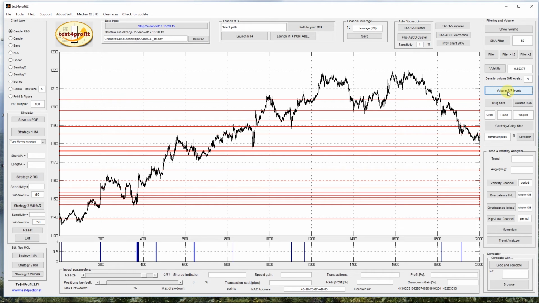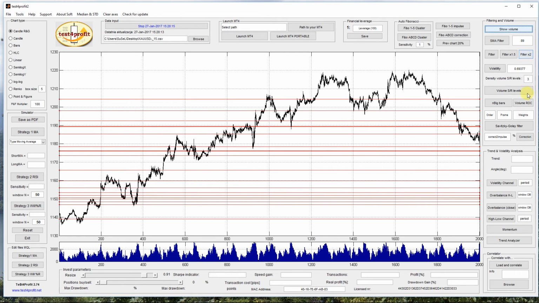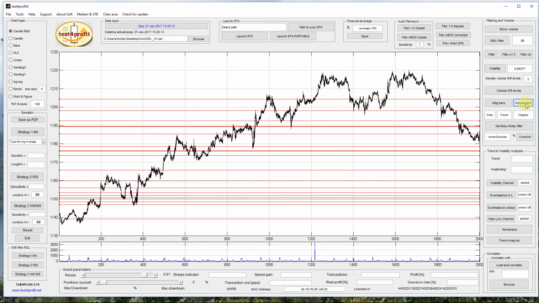Density volume S/R levels means how restricted the inner algorithms should be when calculating volume support and resistance levels. The optimal value is 3. This 3 means that a big bar, with at the same time big volume, is 3 times bigger than the previously calculated average bar in this filtered volume area. And here we have the volume rate of change, a simple indicator. Commonly it's useful.